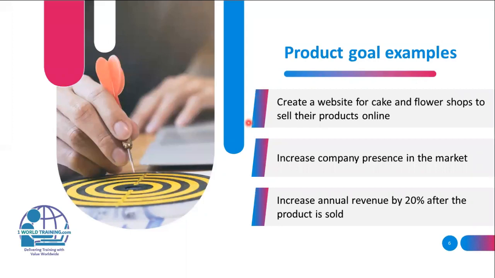Here are some examples of product goals. The first one here is to create a website for cake and flower shops to sell their products online. While the cake and the flowers are the products, creating the website to sell them online is the product goal. Another one is increase company presence in the market. And the last one here is increase annual revenue by 20% after the product is sold, whatever that product is.